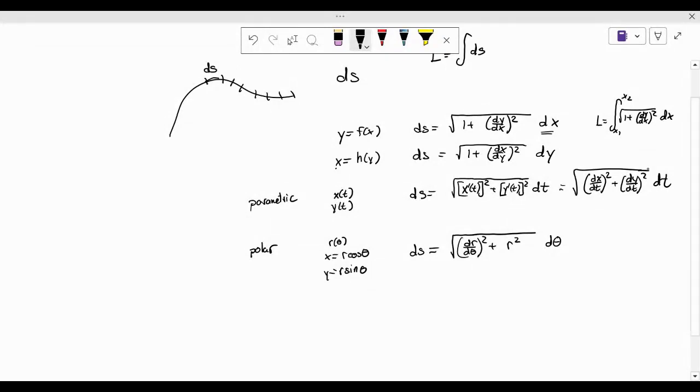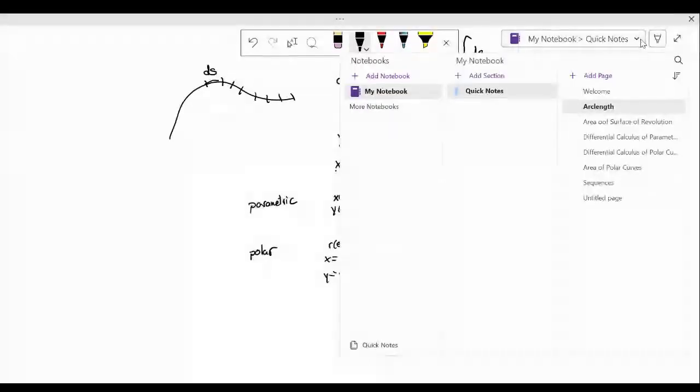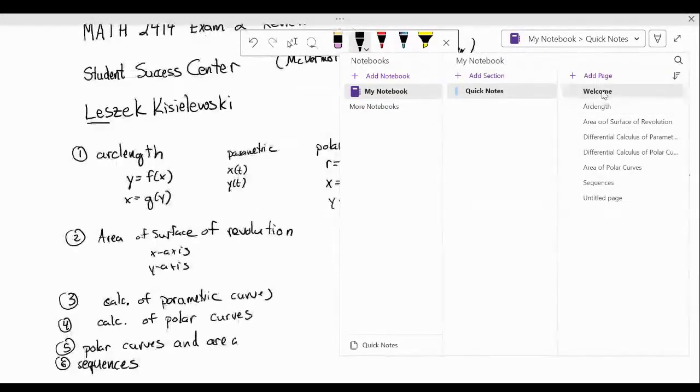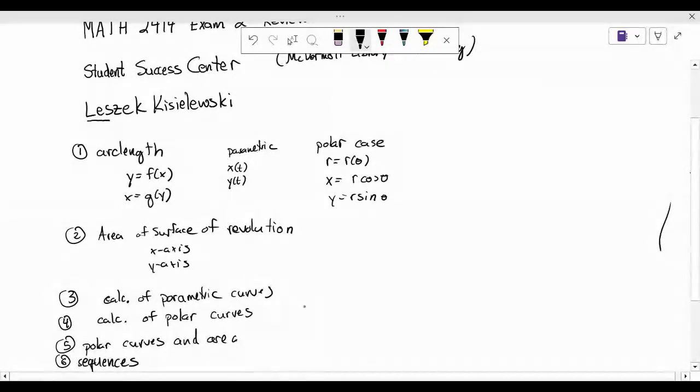Okay. So somebody wanted to go over the 6 main topics. I'll just flash that on the screen. We have arc length, area of surface of revolution, calculus of parametric curves, differential calculus of polar curves, area, I guess, under polar curves, so to speak, right? And sequences. All right.